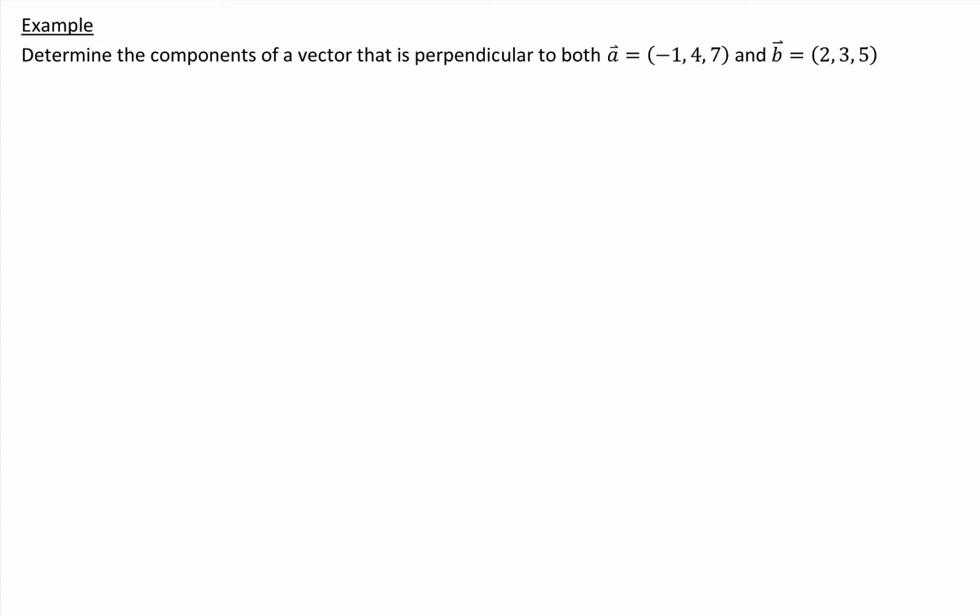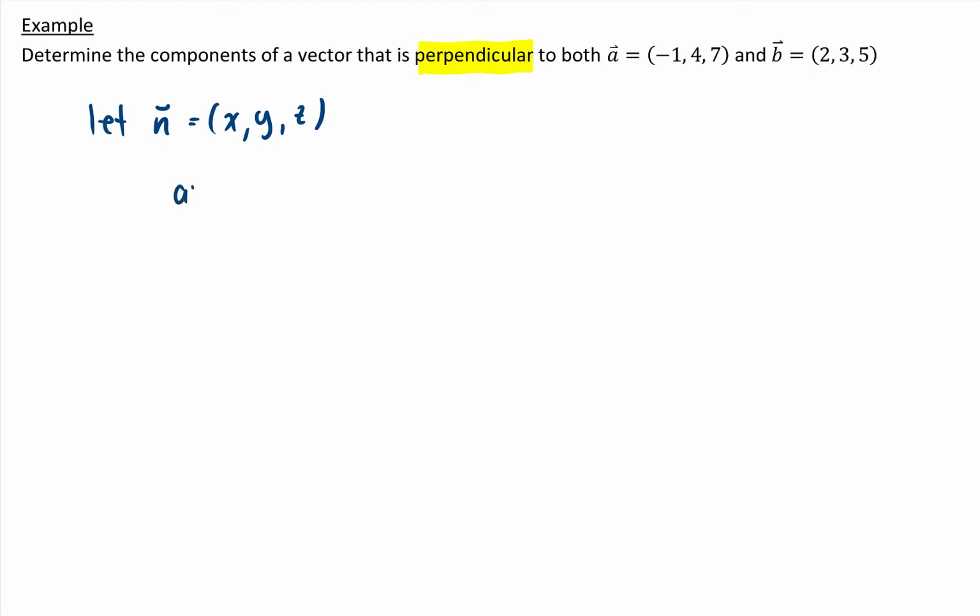Alright, one example for today. Determine the components of a vector that is perpendicular to both A and B. And again, keyword is perpendicular. And if I want a vector that's perpendicular to both A and B, we know that the dot product of two perpendicular vectors is equal to 0. So we're going to start off by saying let n, this vector that's perpendicular to both A and B, is equal to x, y, and z.